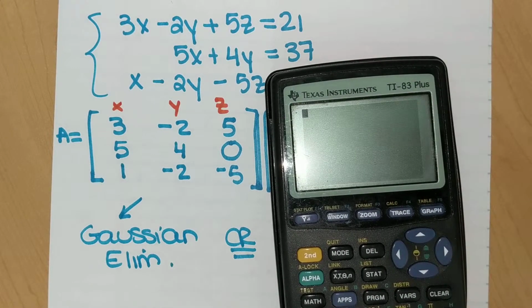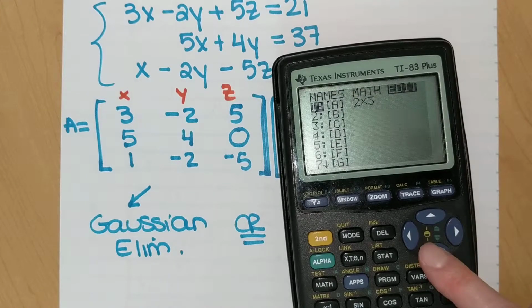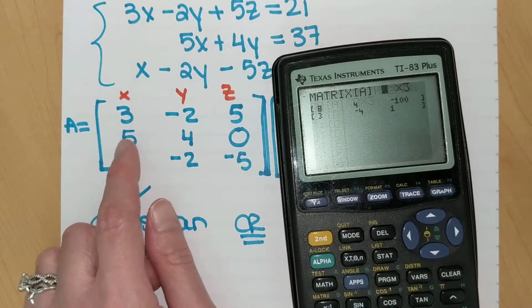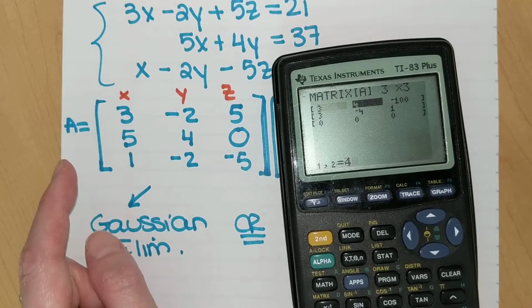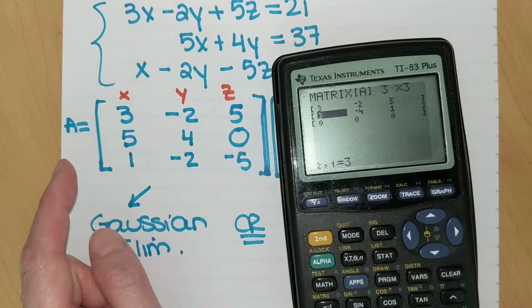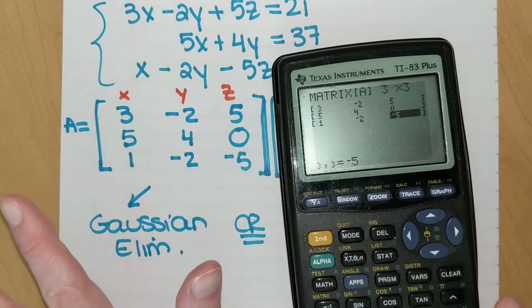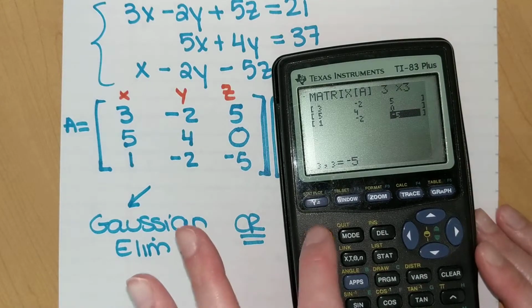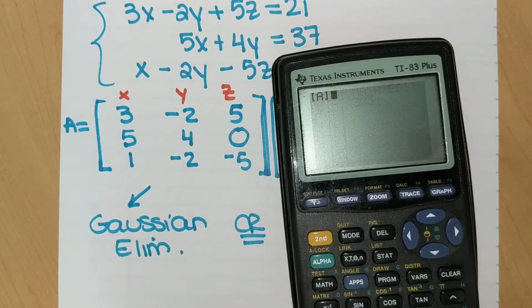So the first thing we would do is go to our second matrix, go over to edit, and edit matrix A as a 3 by 3 matrix. So you'd have 3, -2, 5, 5, 4, 0, 1, -2, -5. We're not putting in the B vector, this is just our A. We hit second quit, then go second matrix, identify matrix A, and then our inverse.